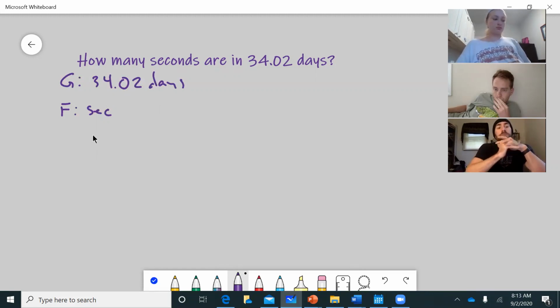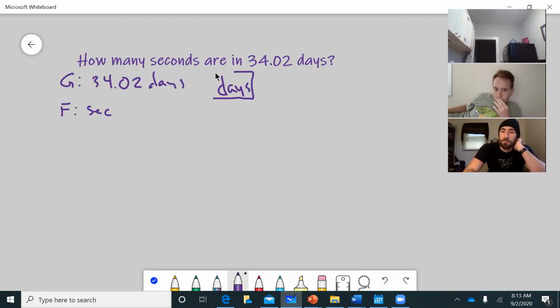So we start with our given information, or actually let's make a flow chart. I don't know how many seconds are in a day. You may be one of those people that knows those random facts, that there are this many seconds in a day. I have no idea. But if I do days, I do know how many hours there are in a day, right?